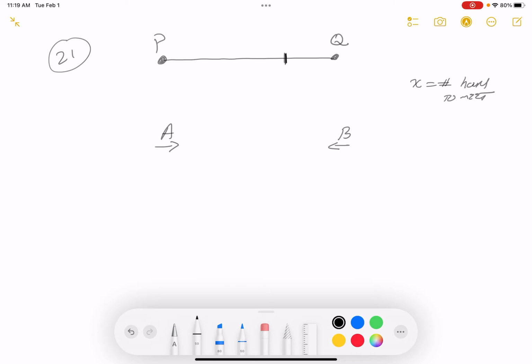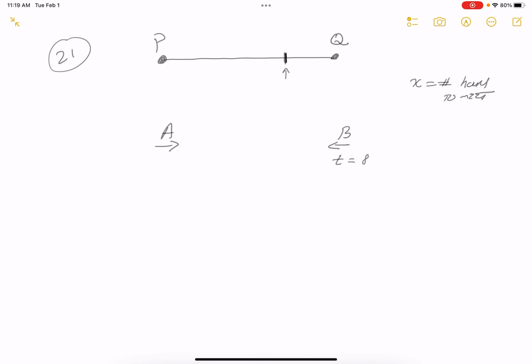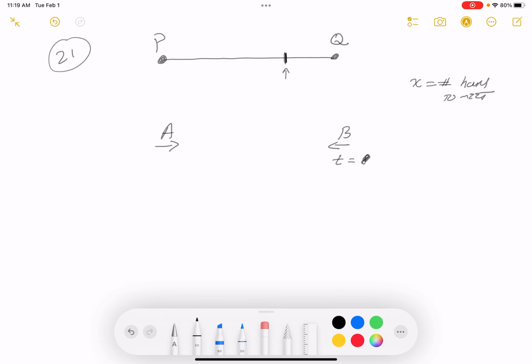So how much time would B take? His time would be, well, it took him 8 hours to get here. I'm sorry, I didn't mean to say that. Let me erase it. It took him X hours to get there. And then, let me read that again to you. It took 18 more hours to get to P. And he covers the entire path. This entire path would be covered. That's his time. So I'm going to say time of B.